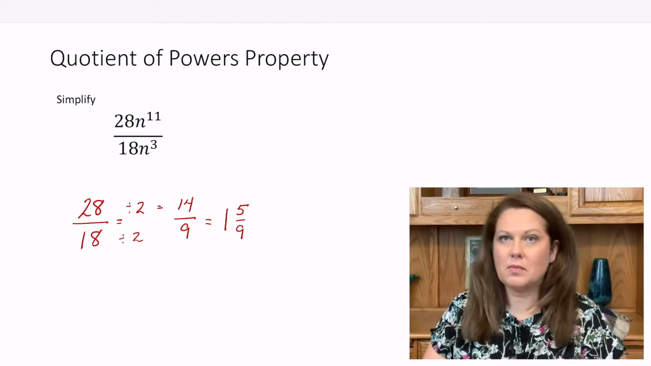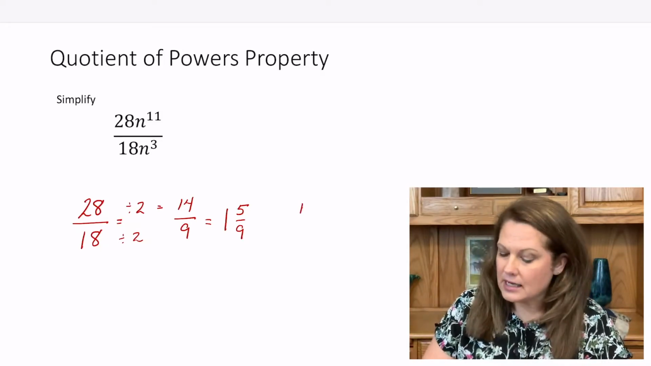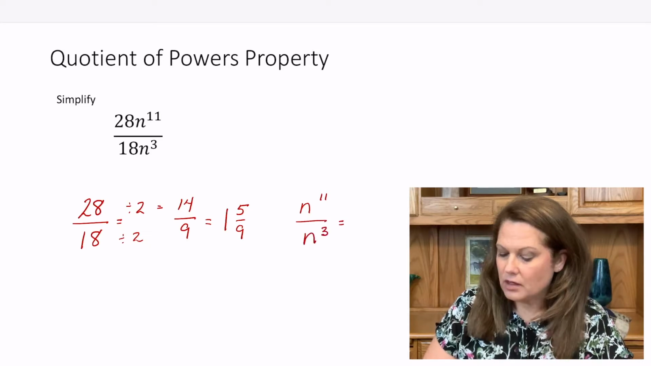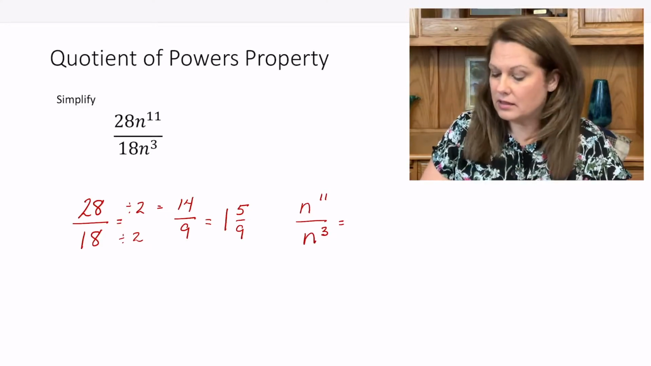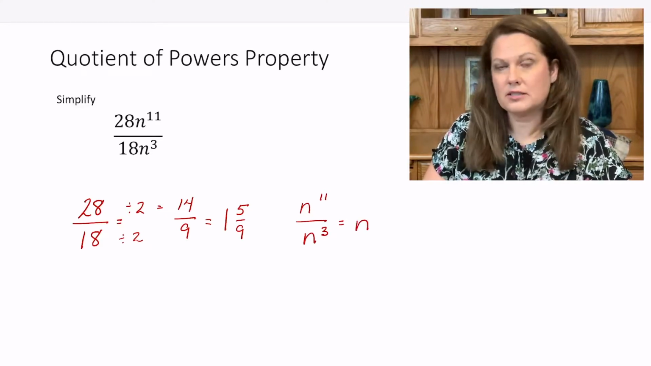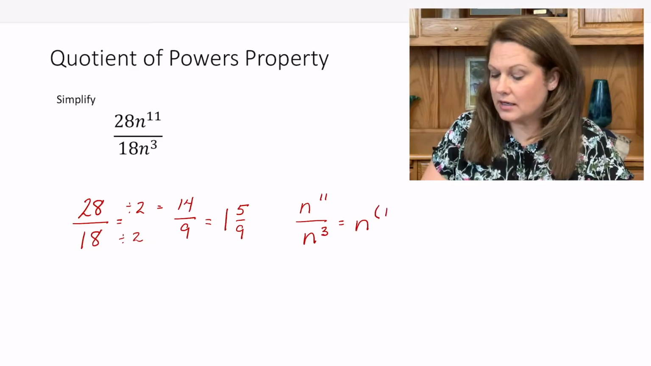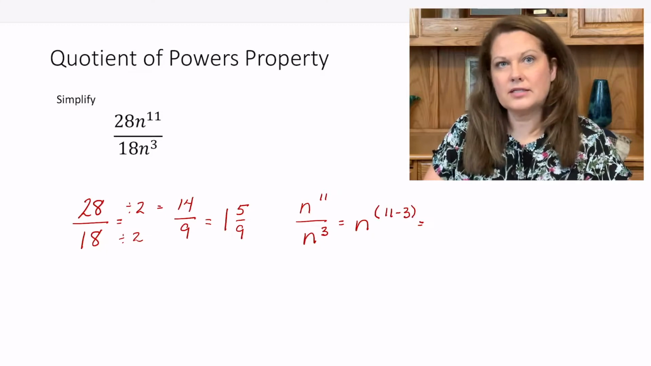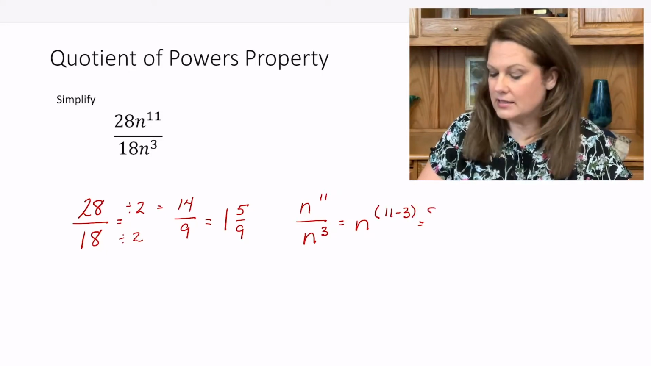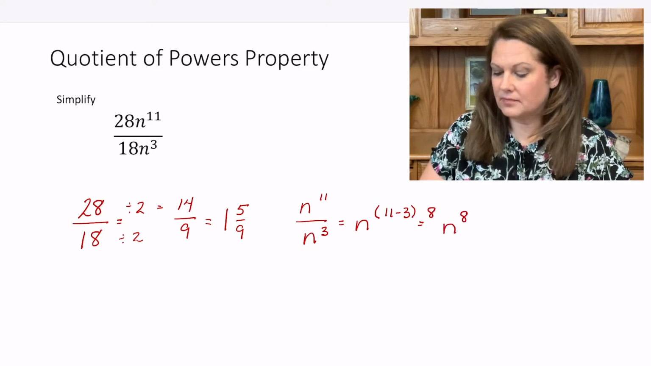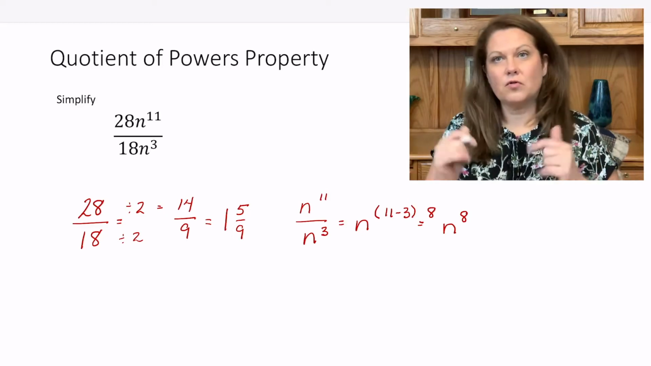Now I'm going to do my powers, so I'm going to say n to the 11th divided by n to the 3rd. Check my bases. Are they the same? Absolutely. So I can use my laws of exponents and say 11 minus 3. 11 minus 3 is 8. So my answer is n to the 8th. Put your two forms together.